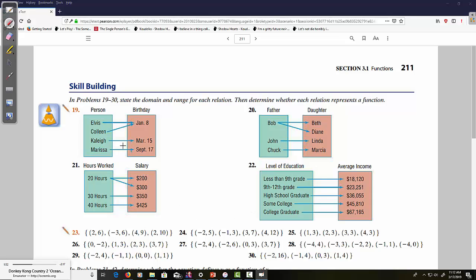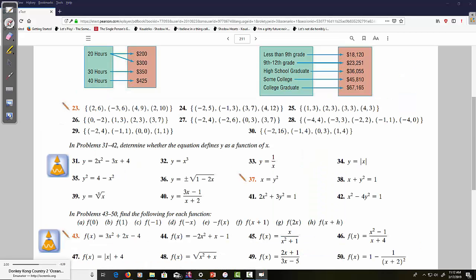These problems also ask us to state what the domain and range are. If you look at this, the domain would be all these persons, so Elvis, Colleen, Kaylee, and Marissa. The range would be the birthdays. So you could easily express functions as points as well. You can see in these problems that we have input values, we have output values. So it's relatively simple to determine whether you have a function or not.